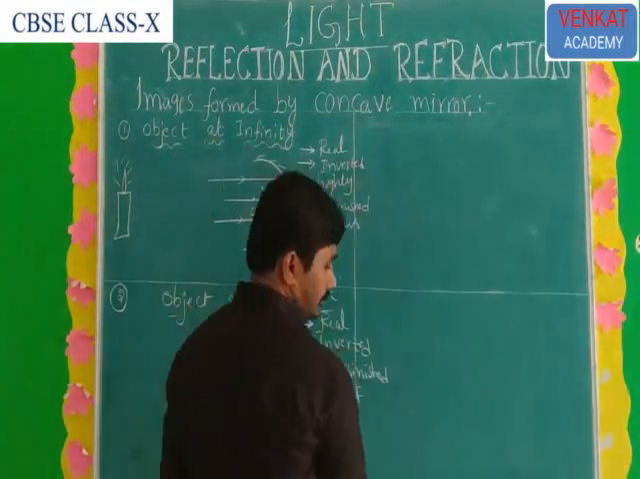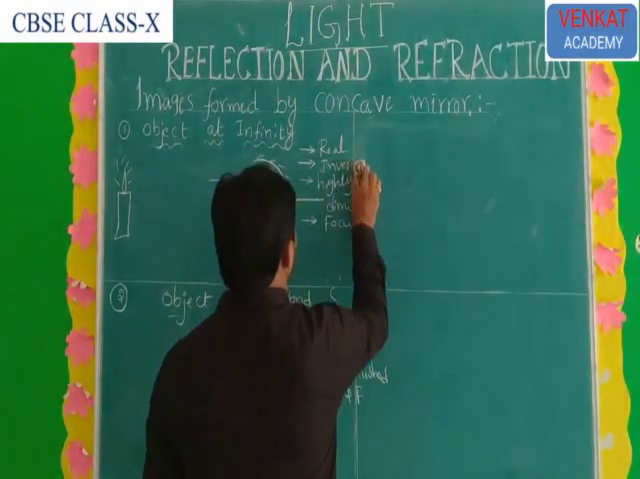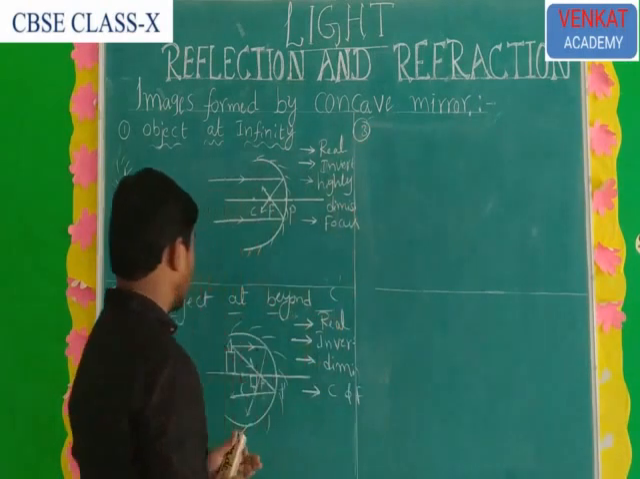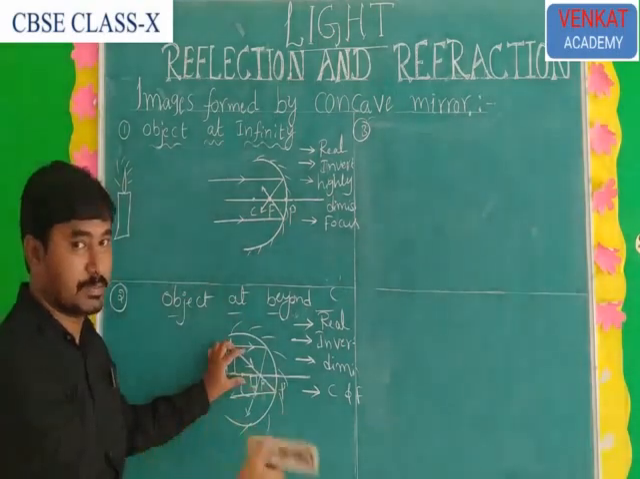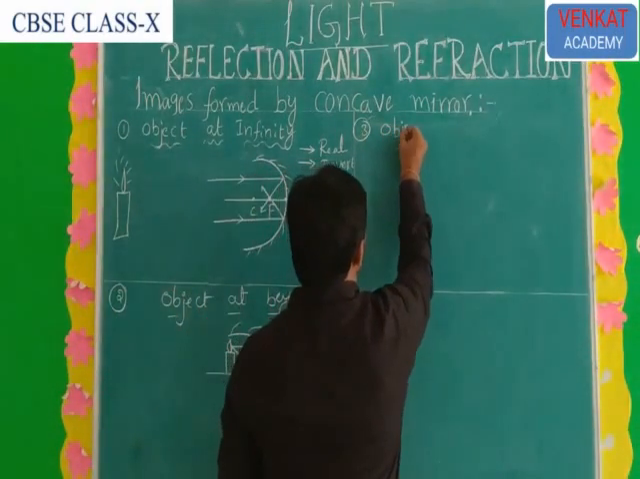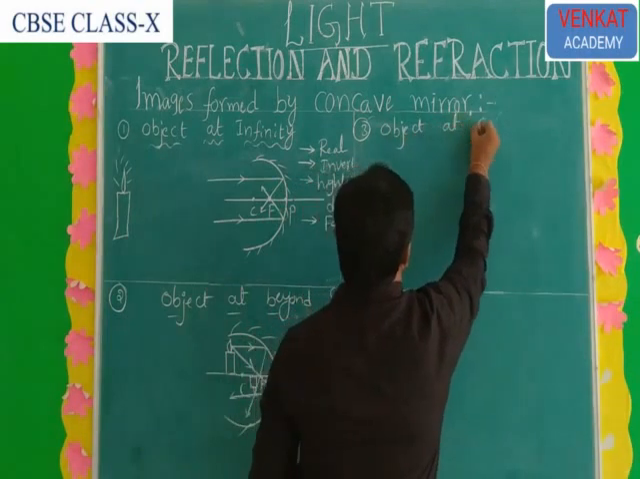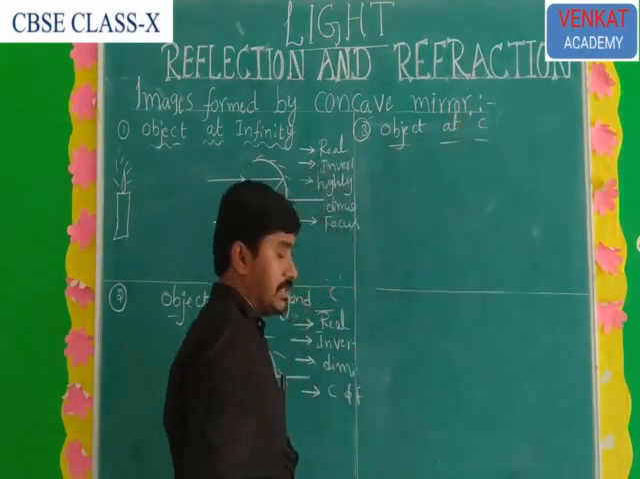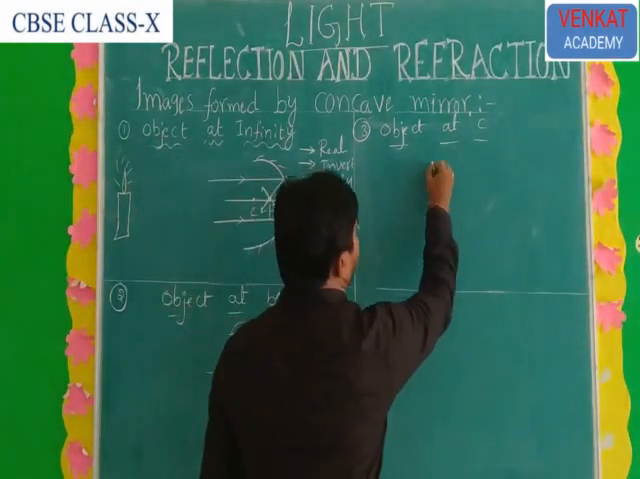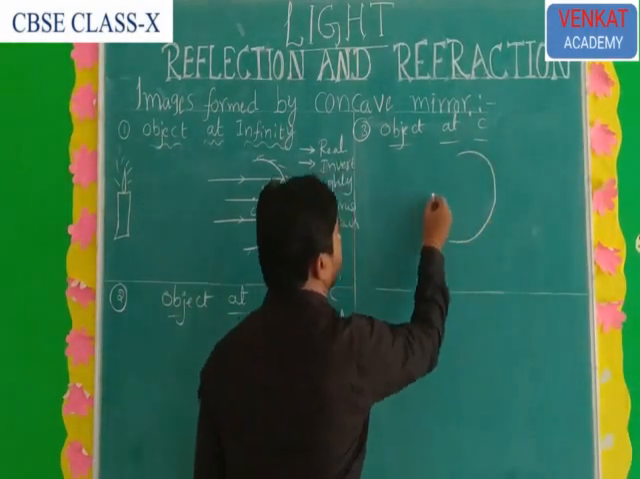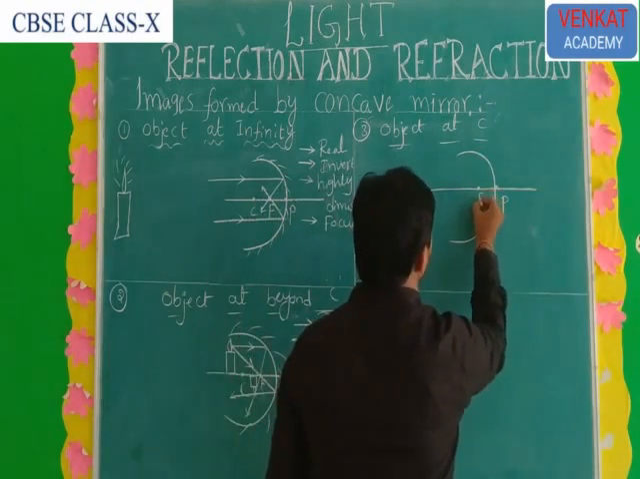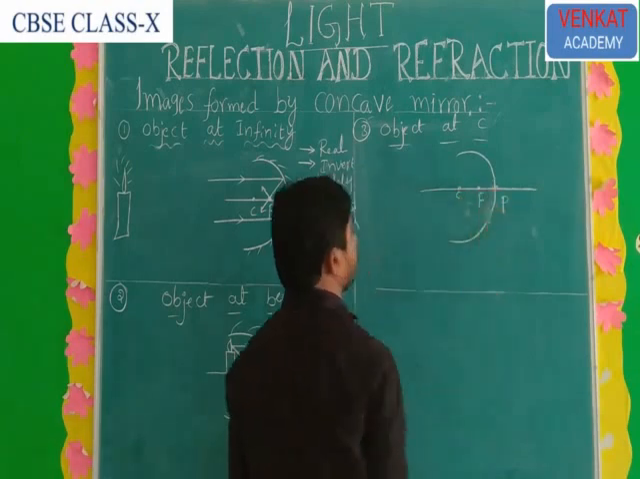Then what about case 3? So case 3 is, this candle you have to shift it. What is the next position? C. Means object at C. C means center of curvature. So in this condition, you should take the concave mirror, the principal axis, pole, focus, and center of curvature.